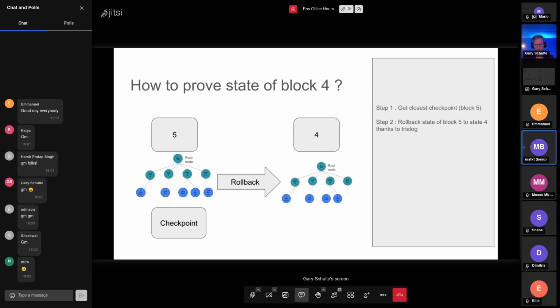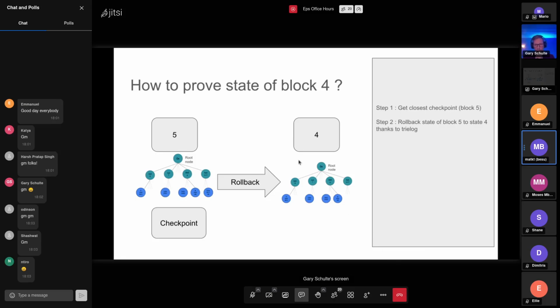So as I said, if you want to prove an account that was in the state of block 4, what you will have to do is just find the checkpoint that is closest to 4. In this case, it will be 5. And you just have to do one rollback in order to recreate the state of 4. And like that, you will be able to generate your proof.